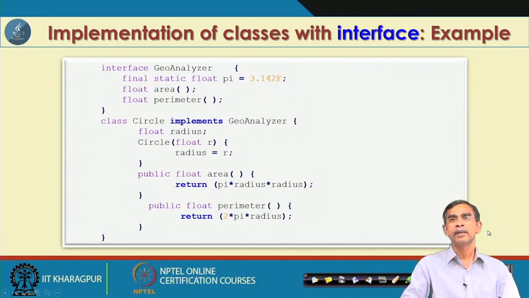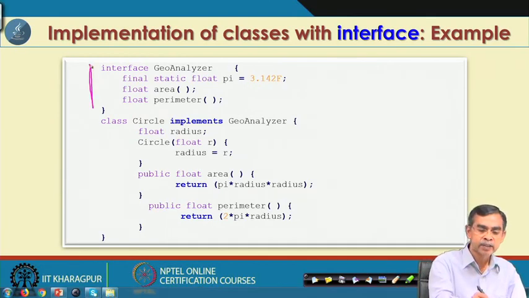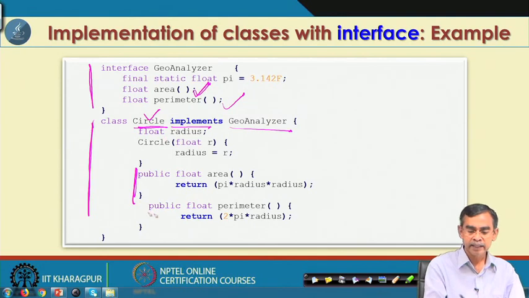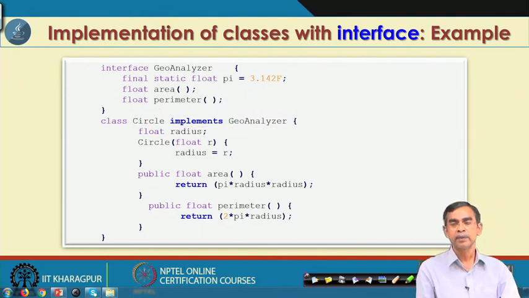Here we can give the name of that interface as GeoAnalyzer. It has the methods as we have discussed. Here you can see Circle implements GeoAnalyzer, and this implementation means it will implement these methods. The constructor is there for this class, and this is the implementation of area, and this is the implementation of perimeter. So, this completes the usage of the interface in order to implement the circle.